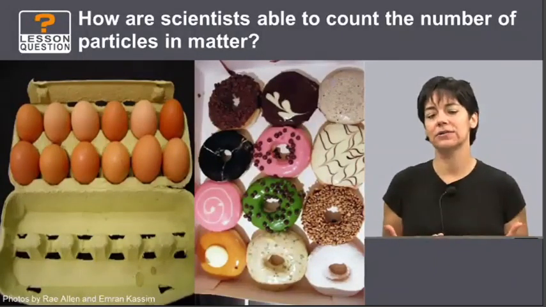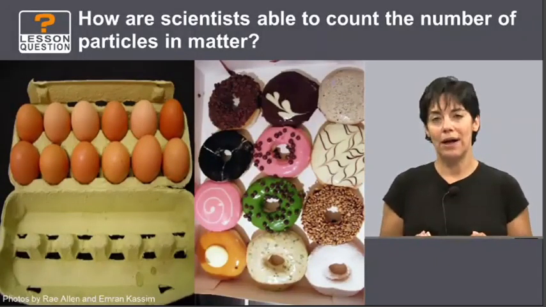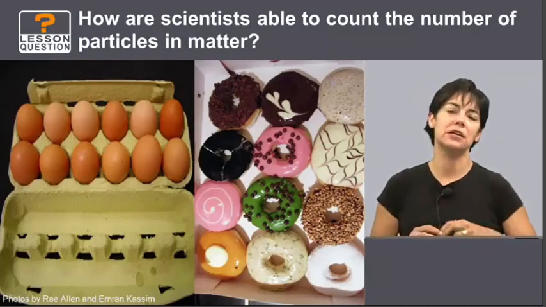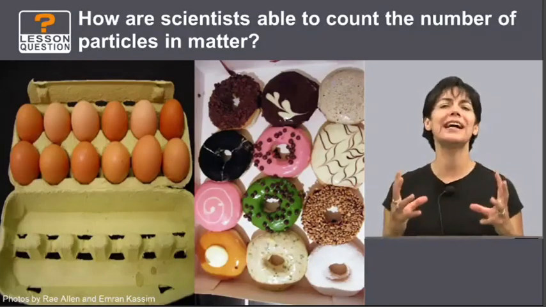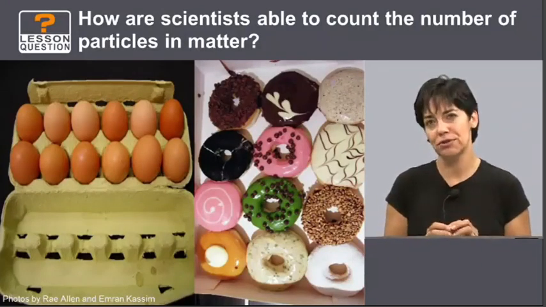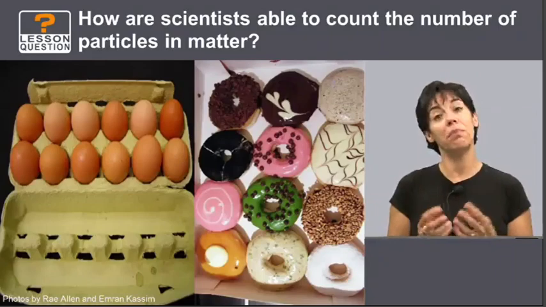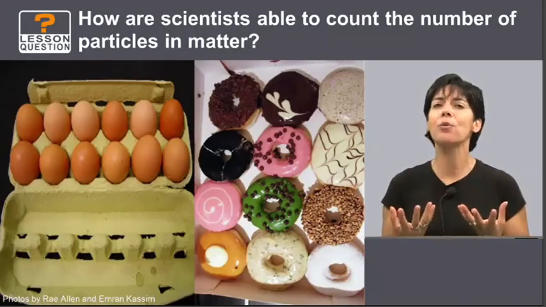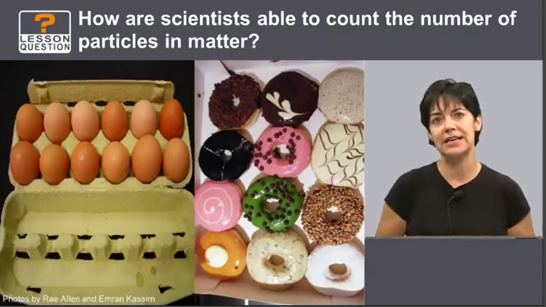How do scientists count the number of particles in matter? Well, atoms are present in huge, gigantic quantities, even in the smallest sample. And very often children think that big numbers are very difficult, but they're not. They're just big. How do we manage them? Let's look at the everyday examples we have.